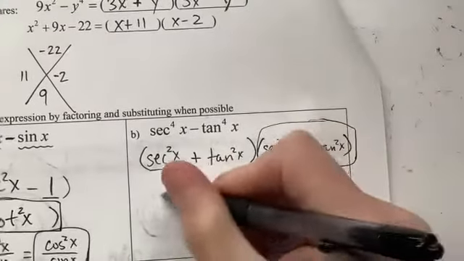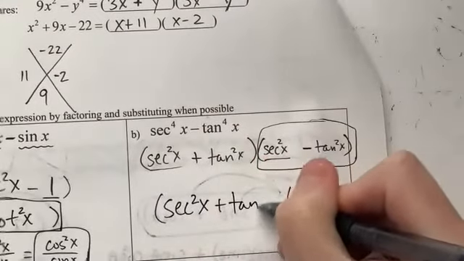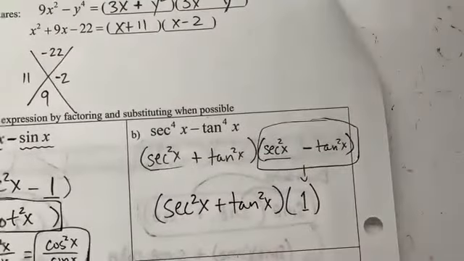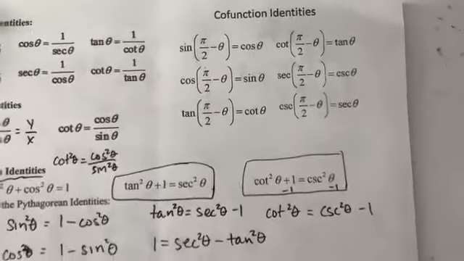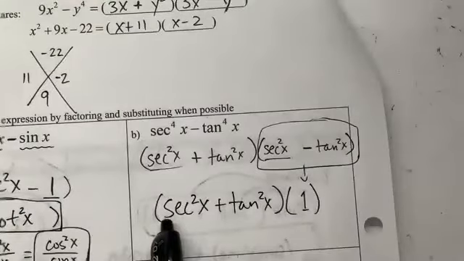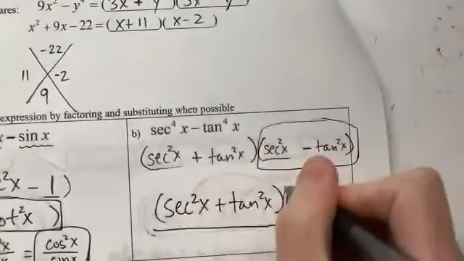And then this, we can't really change into anything. You could try it, but there's no way to rearrange this and get what secant squared plus tangent squared equals. It just won't work. So there's nothing to simplify this to, but that other part just simplifies to 1. So you could say this would be the answer.